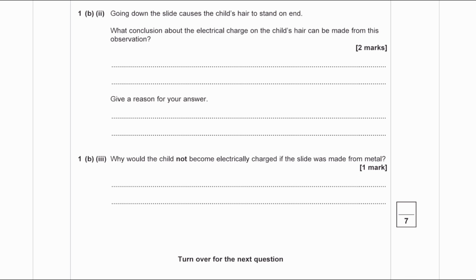The first thing to say is that all charges on the hair are equal or the same, right? We're talking about like charges. So you're going to have negatively charged hair or positively charged hair, but all the hair will be the same charge, right? And the reason we know that is because if the child's hair is standing on end, the individual hairs are repelling each other.